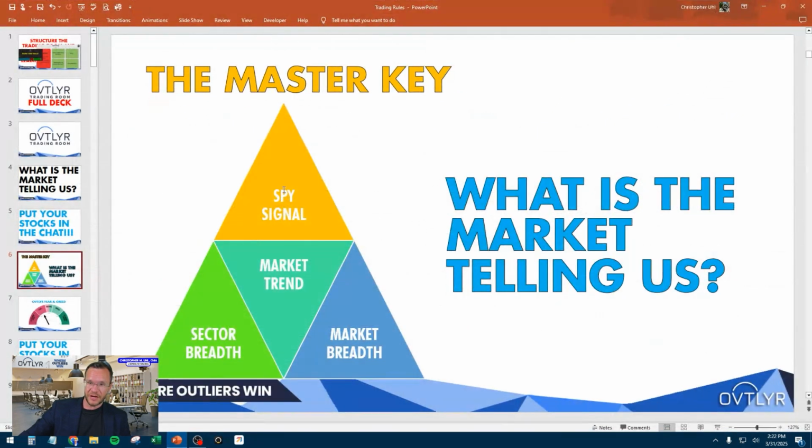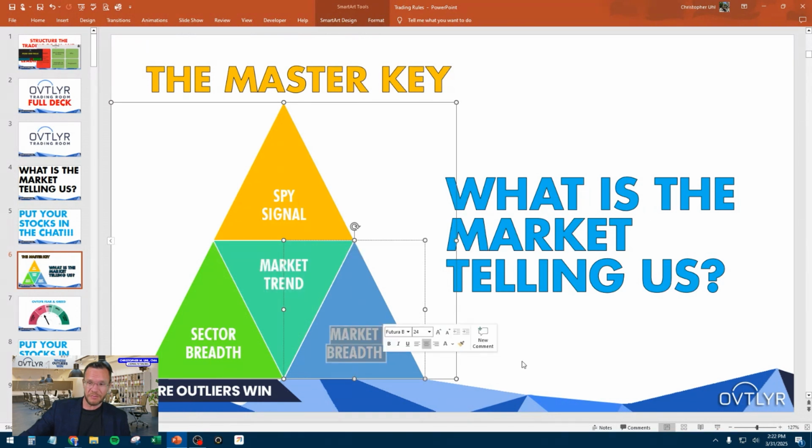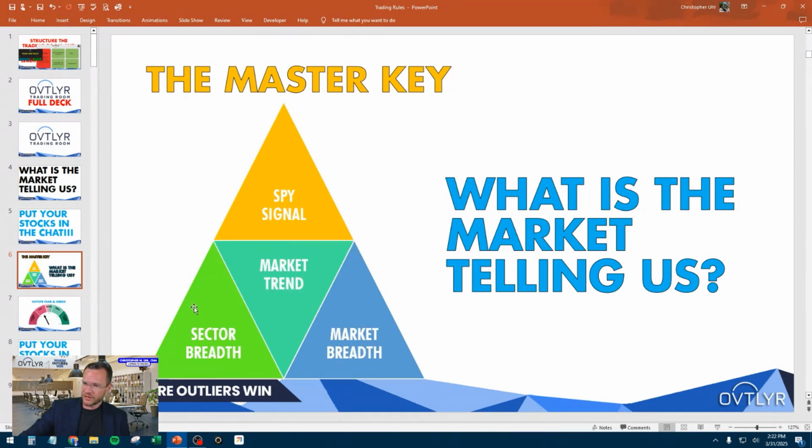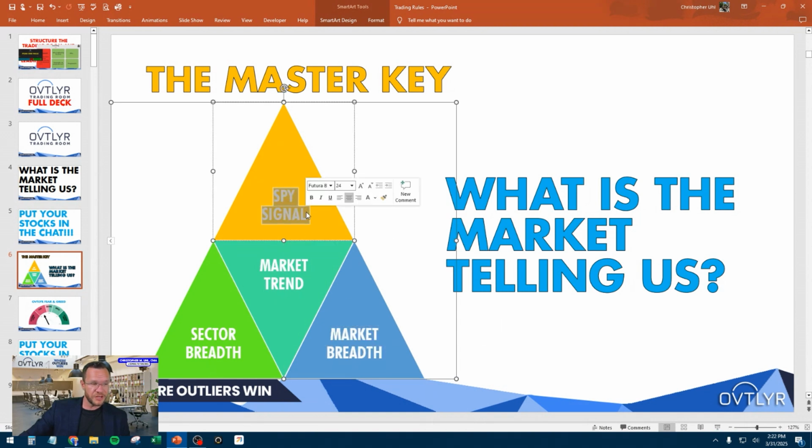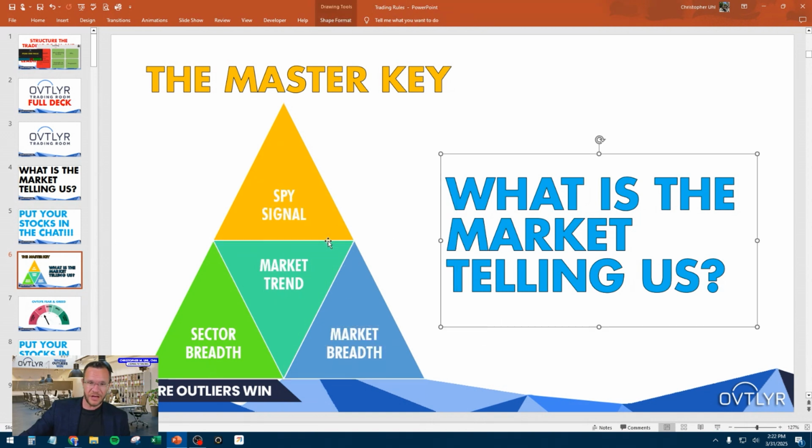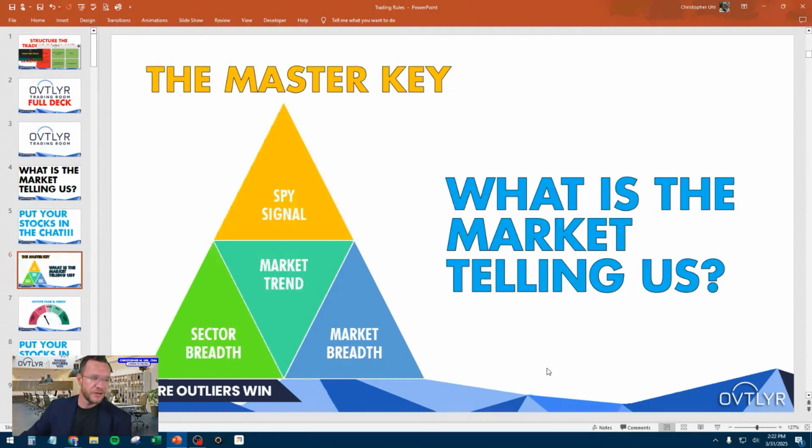So what I see here is a bullish SPY signal, a bearish market trend, and a soon to be bearish market breadth. Now we could look at the sector breadth, but it doesn't really matter because we're already locked out of the master key. A bearish trend, bullish breadth, which will soon turn bearish, but combined with a bullish buy signal here, that's going to lock me out. And that's okay. I don't have to trade. I can sit on cash as long as I need to because I have no FOMO. But this is what the market is telling us right now.